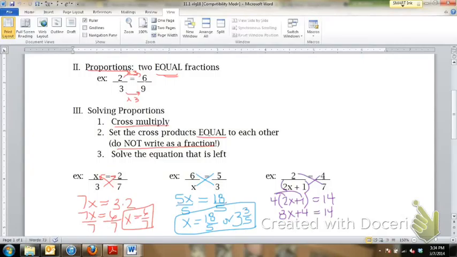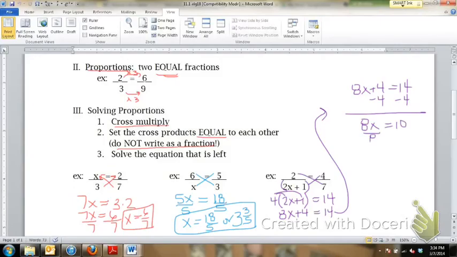I'm going to go into the bottom here, so let me move this up. 8x plus 4 equals 14. Subtract 4 from both sides. 8x equals 10. Divide. And I get 10 over 8. Now that you can't leave because you can reduce that to 5/4. It's okay to leave it as improper, but it needs to be reduced.